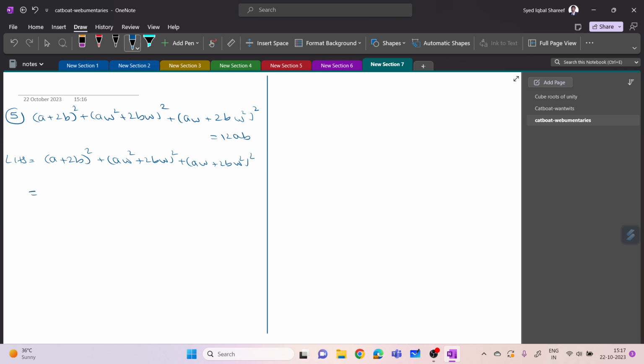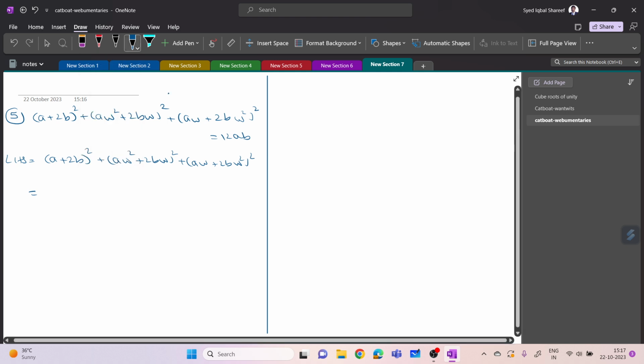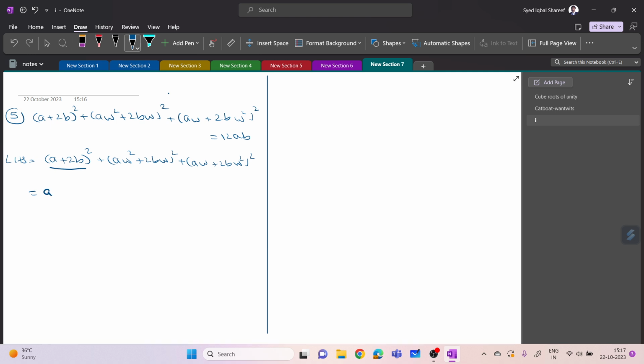Now you see we have to expand. That's it. Expand and simplify. A plus b whole square formula. So a square plus 4b square plus 2ab, 2 into 2 is 4ab. We got this thing. Now again, a plus b whole square formula. So a square.